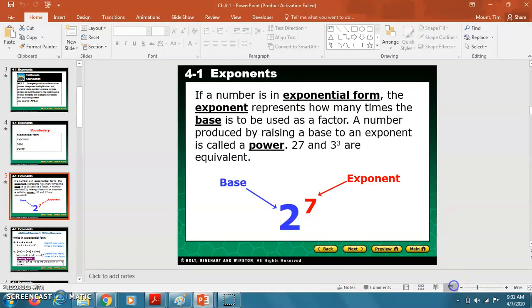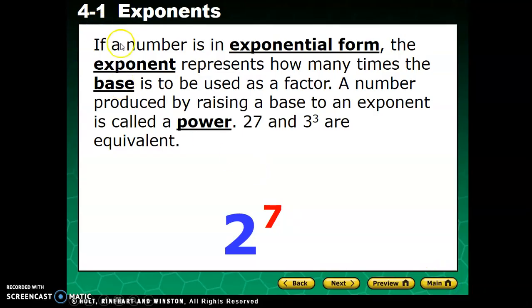So let me go through this information with you. It shows here if a number is in exponential form, the exponent represents how many times the base is used as a factor. The number 2 here is the base, and the number 7 here is the exponent. So this would be 2 to the power of 7. This is a number produced by raising a base to an exponent. It's called a power.